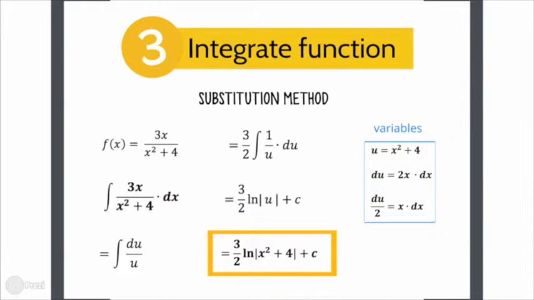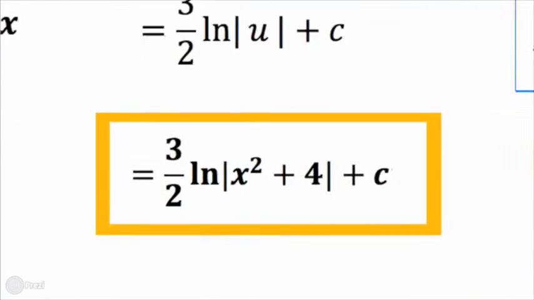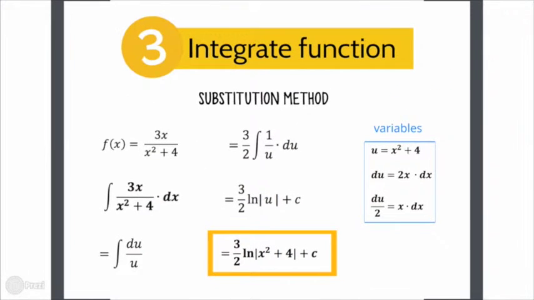So the next step is to integrate the function, and we cannot do it with the basic techniques. That's why we're going to use the substitution method, which uses the variables u and du. That's going to get us 3 over 2 logarithm of x squared plus 4 plus c.